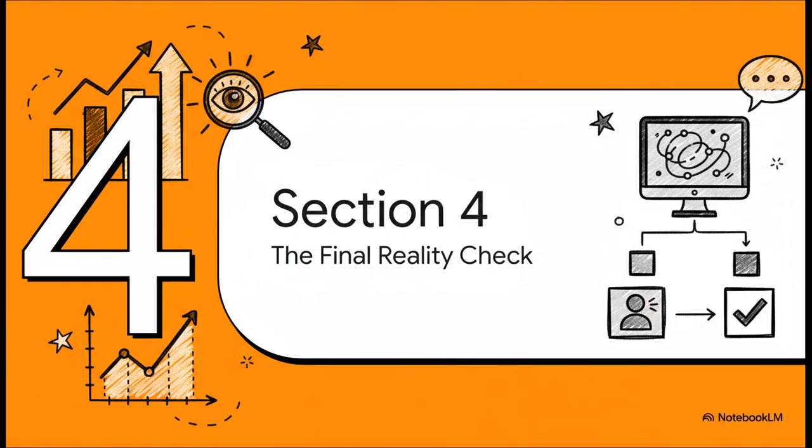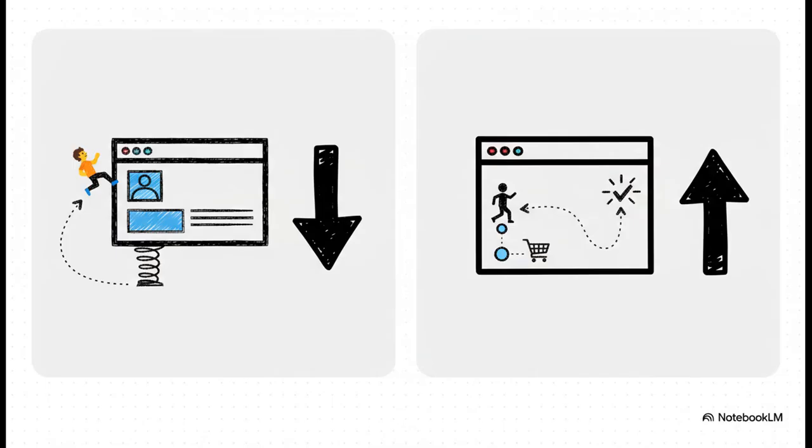So, you've built the site, it's beautiful, it's functional, it's accessible, but how do you know if it's actually working? How do you know if it's meeting those goals we set way back in the beginning? Well, that leads us to our final section. Section 4, the final reality check. This is where we let the data do the talking. Two key numbers can tell you almost the whole story.